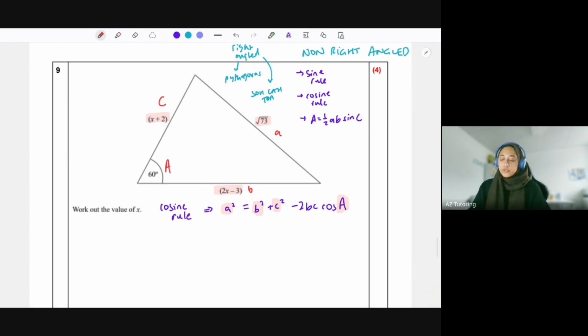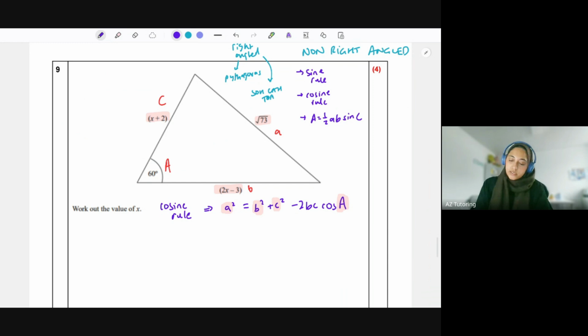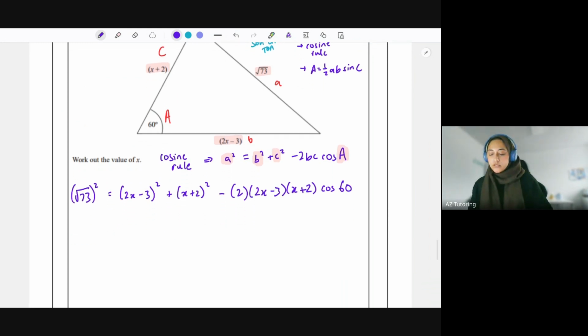So all we're doing is we're just substituting them into the equation. Let's see what we get. So we've got a squared, so the square root of 73 all squared equals b squared, which is (2x minus 3) squared, plus c squared, which is (x plus 2) squared, minus 2 times b times c cos A, which is 60. So this is what we're going to be simplifying and solving to find x. So let's jump onto it.